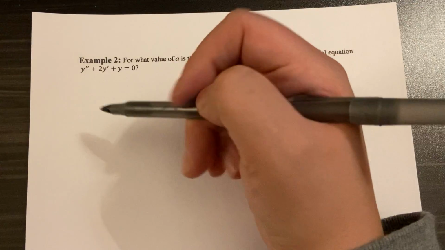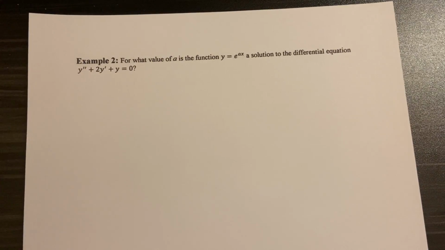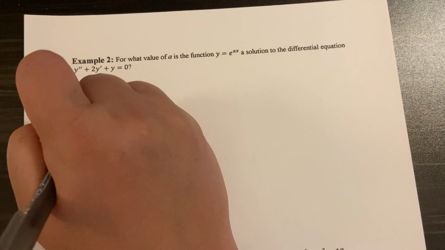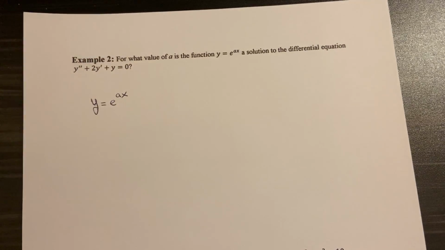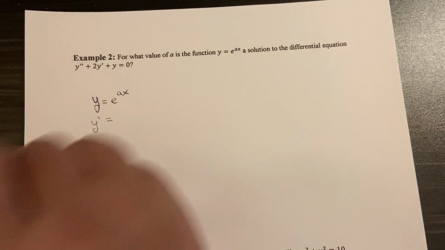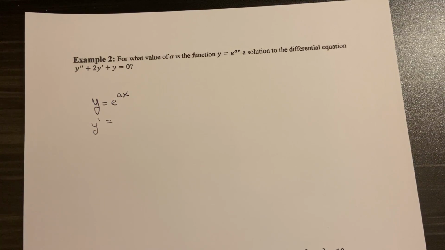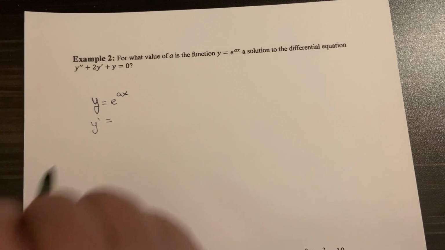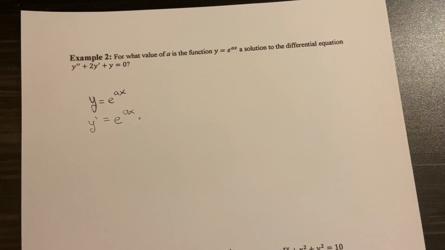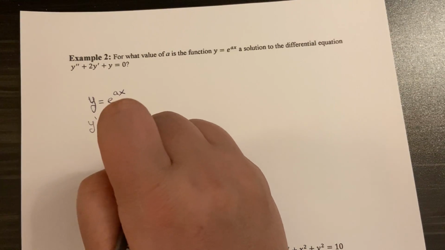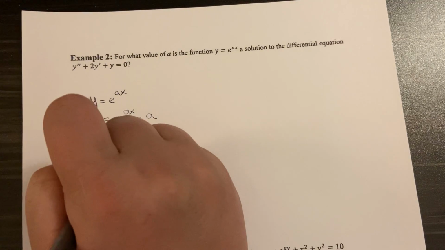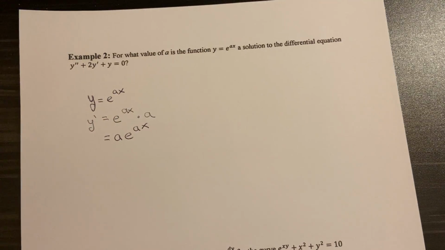So we're going to start with y equals e to the ax, right? So y prime is what we're going to find first. The derivative of e to a function is just e to that same function times the derivative of the function. So the derivative of ax, if a is a constant, is just a. So in other words, we get a e to the ax as my first derivative.